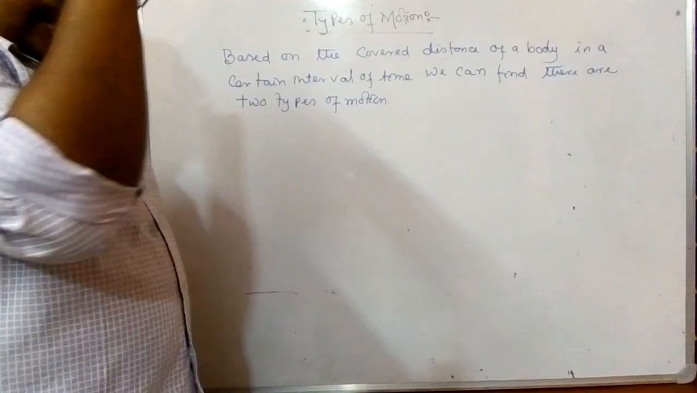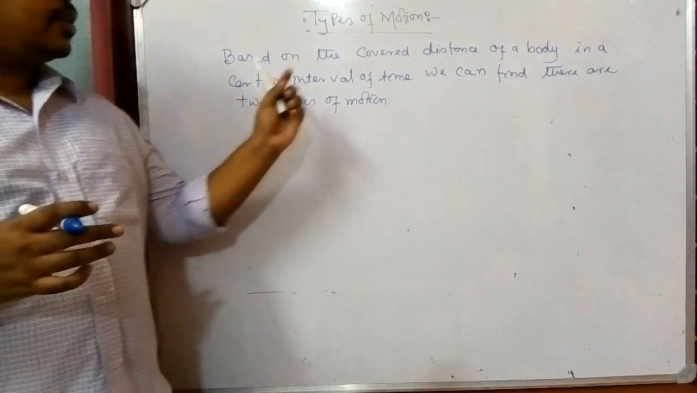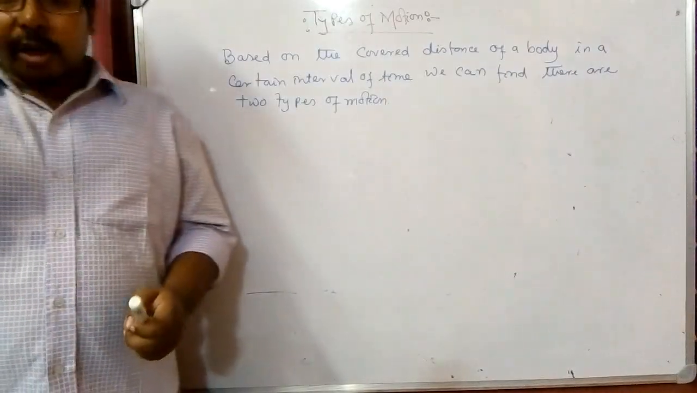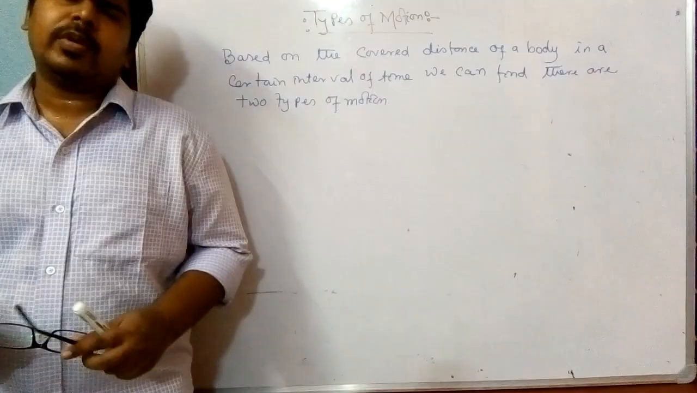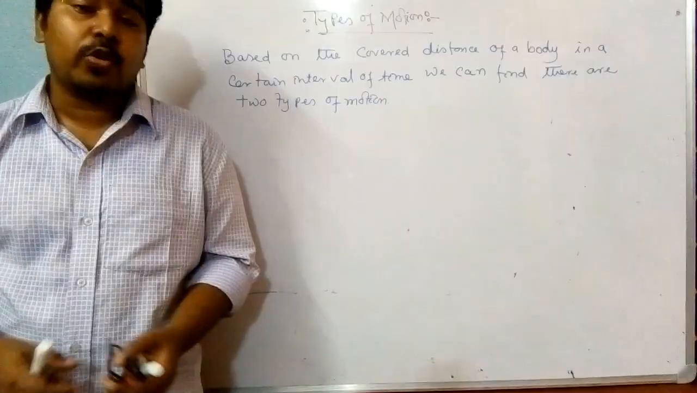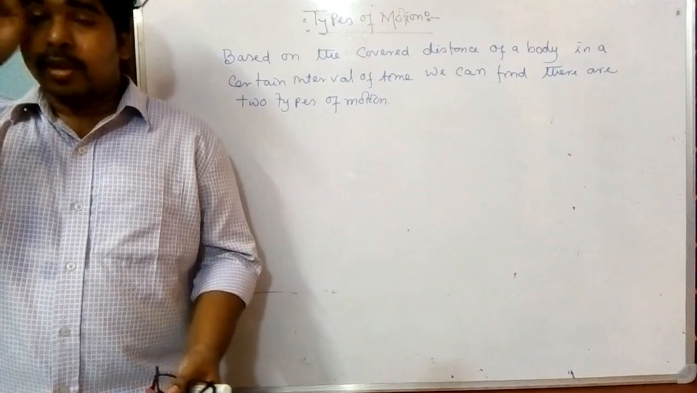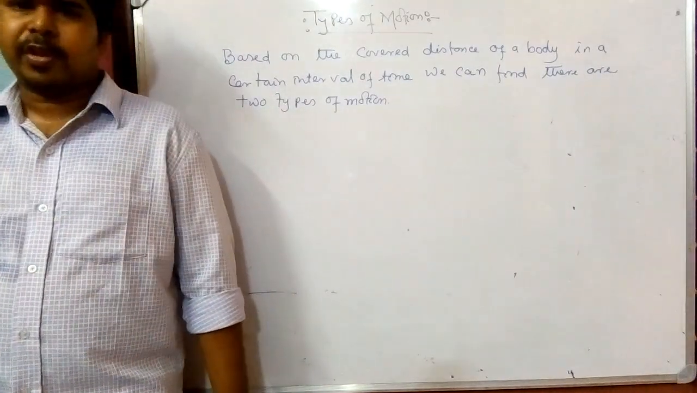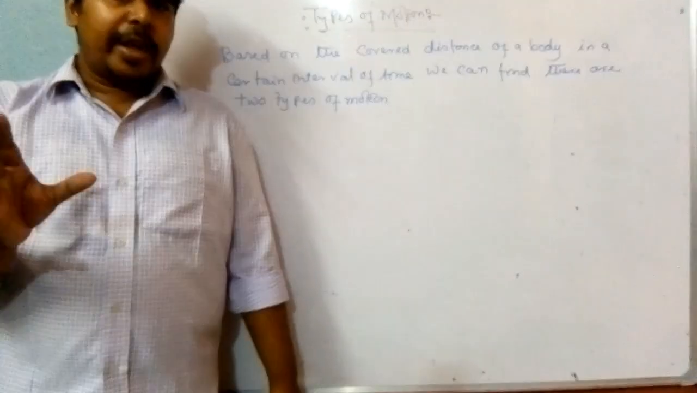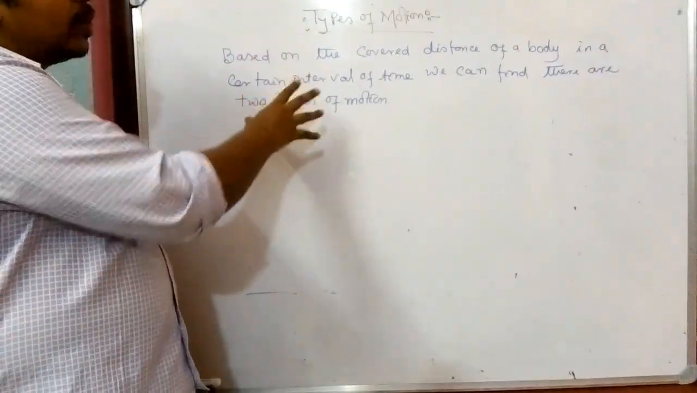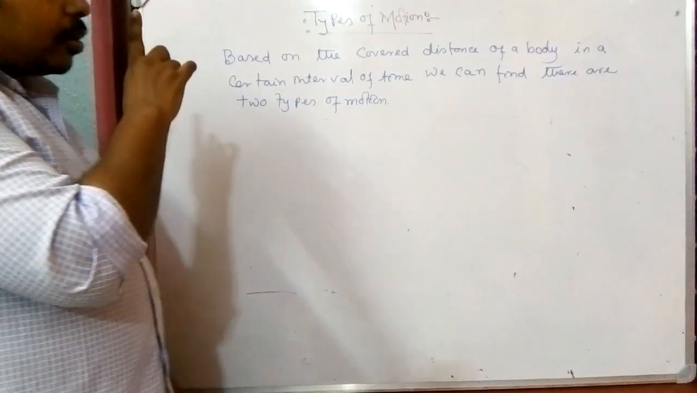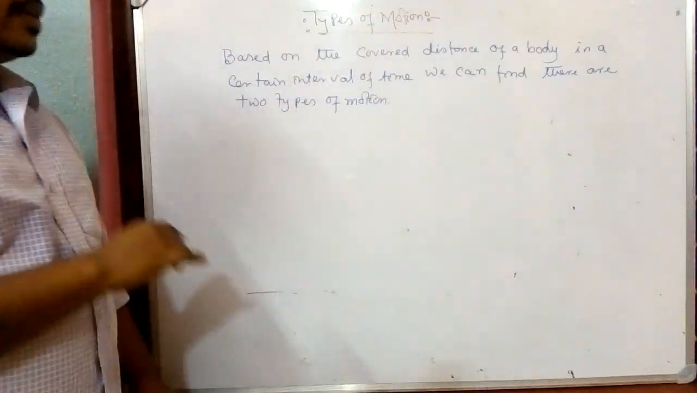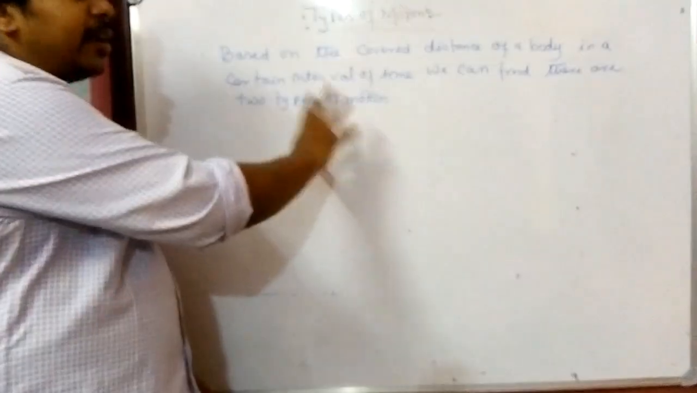Okay, so it is as per the covered distance of a body in a certain interval of time. Now you might be asking, sir, if it is given in our exam to write down the types of motion, what do we have to write? Whether the previous 7 or 8 types of motion or these 2 types of motion. So don't be confused. Whenever I want to know about this, I'll mention to write down the types of motion based on the covered distance in a certain interval of time. Then you have to write this.